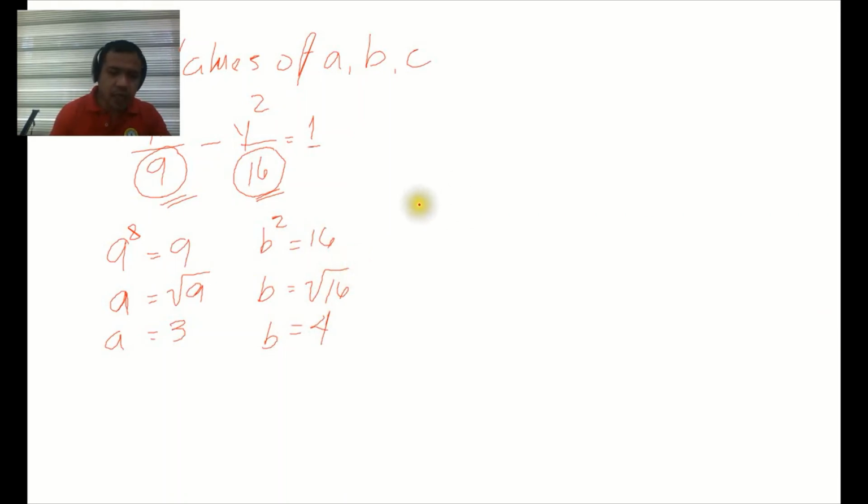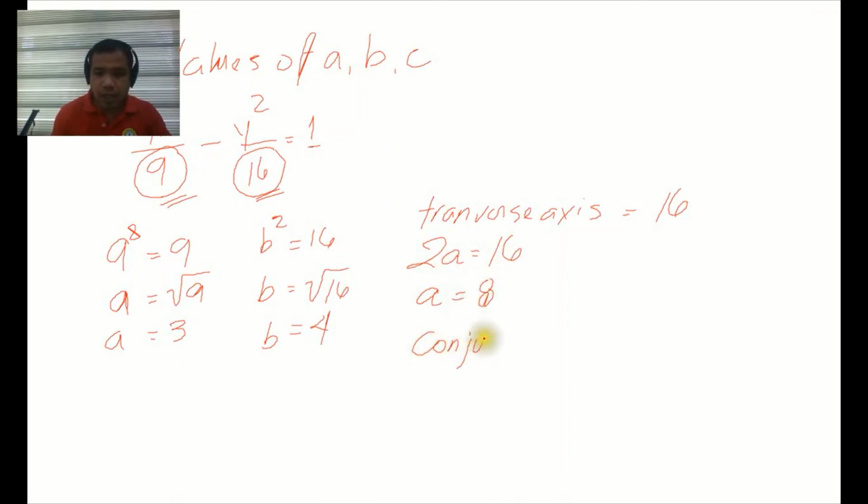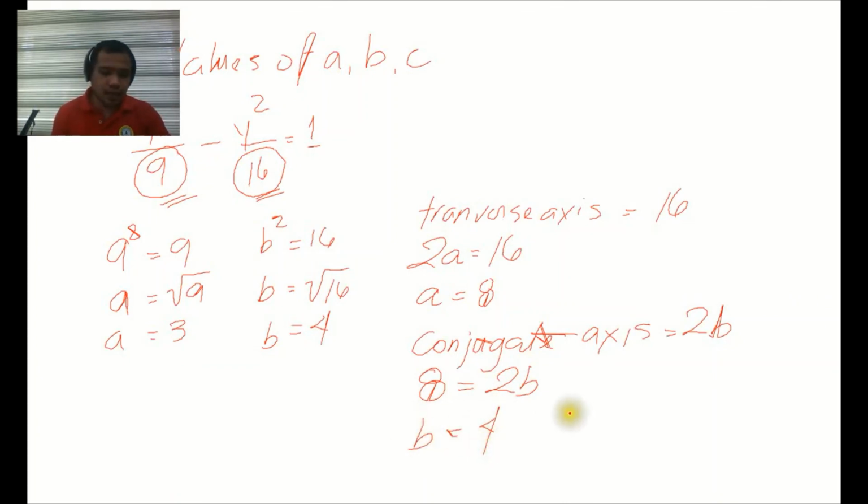Or maybe, binanggit niya na ang transverse axis is equals to 16. Technically, 2a is equals to the transverse axis. So 2a is equals to 16. Therefore, a is equals to 8. We also have the conjugate axis. Since conjugate axis is equals to 2b, pag sinabi niya ang conjugate axis is 8, this is equals to 2b. Therefore, b is equals to 4. So, yun yung mga idea kung paano natin pwede makuha yung values ni a and b.